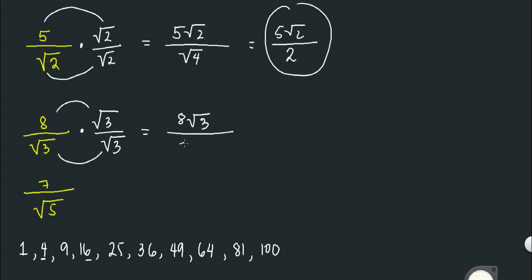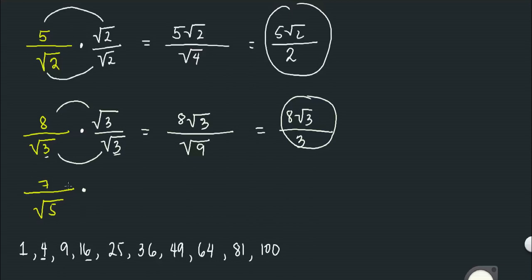So we have square root of 9. So 3 times 3, that is 9. Then we simplify this expression. So we have 8 square root of 3 over square root of 9, that is 3. And that is the final example.